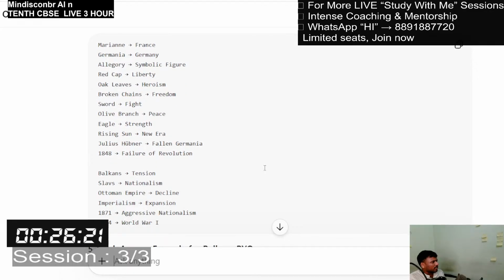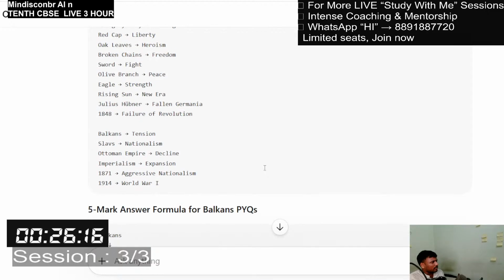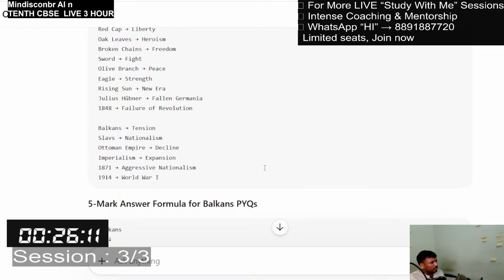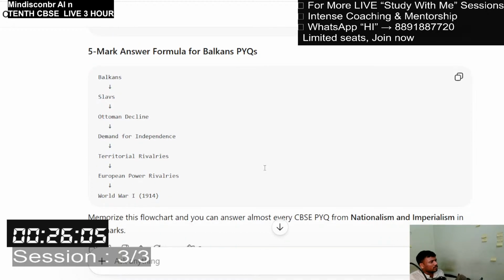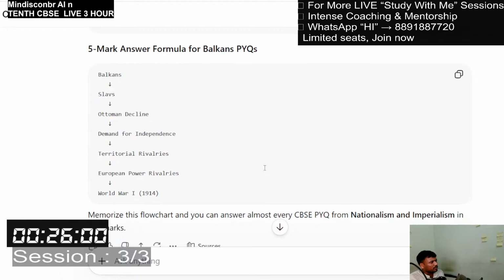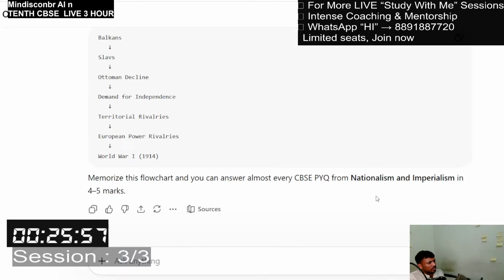Marianne, France, Germania, allegory, symbolic figure. Red cap, liberty; oak leaves, heroism; broken chains, freedom; sword, fight; olive branch, peace; eagle, strength; rising sun, new era. Julius Hubner, fallen Germania, 1848, failure of revolution. Balkans tension, Slavs nationalism, Ottoman Empire decline, imperialism expansion, 1871, aggressive nationalism, 1914, World War I. Balkans, Slavs, Ottoman decline, demand for independence, territorial rivalries, European power rivalries, World War I, 1914. Memorize this flowchart and you can answer almost every CBSE previous year question from nationalism and imperialism, in 4 to 5 marks.